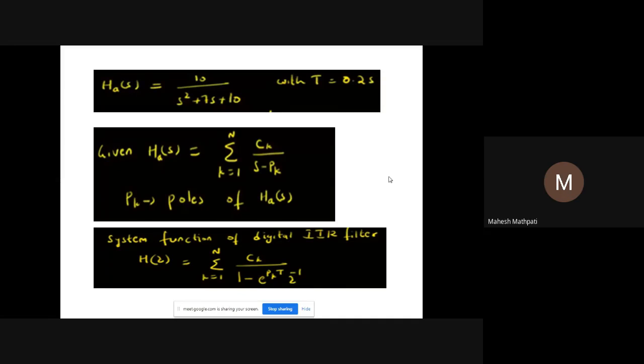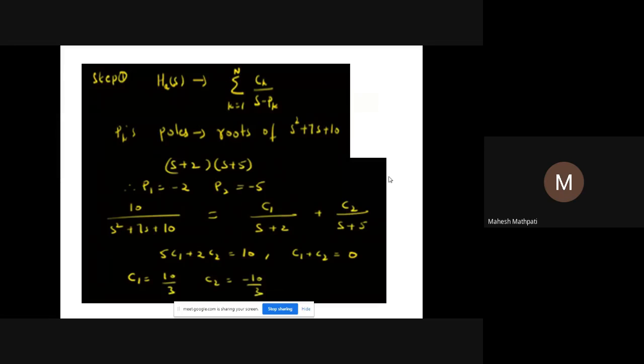Can others respond? Find the roots of the denominator function. H(s) is equal to what can we write? So we can write this as (s + 2)(s + 5). The poles or roots of s square plus 7s plus 10 can be written as s plus 2 and s plus 5, or simply I can write p1 equals -2 and p2 equals -5.